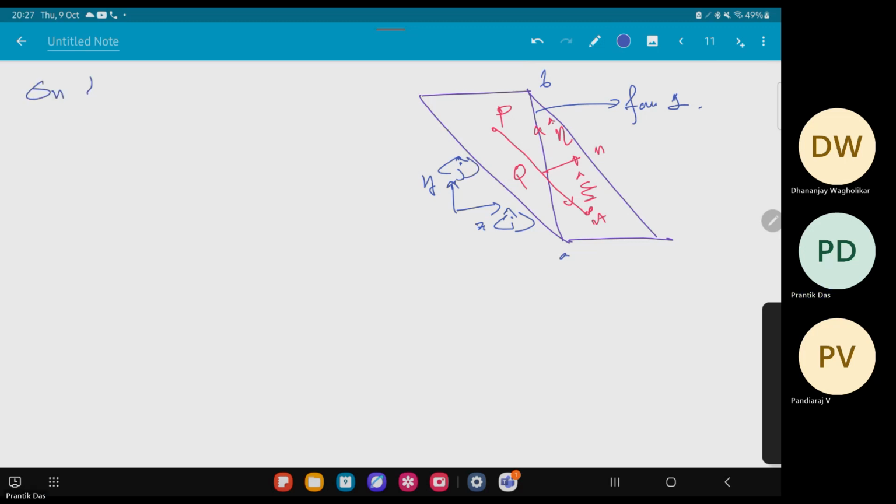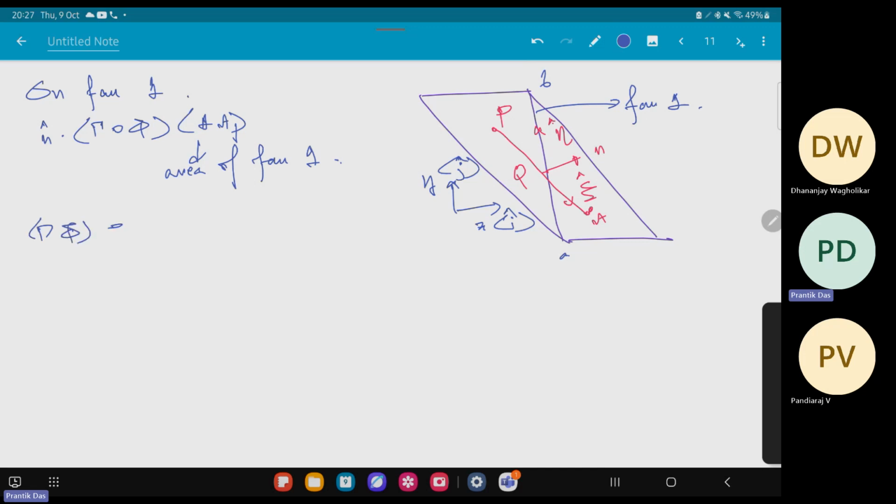On phase one, n cap is basically equal to n cap d phi, gradient of phi multiplied by dA. So this is the area of phase one, which is basically delta A1. So grad of phi I have to find out. So this becomes what? If I go for the Cartesian coordinate system, that is d phi dx i cap plus d phi dy k cap. Otherwise, I can write it like d phi dn at Q.